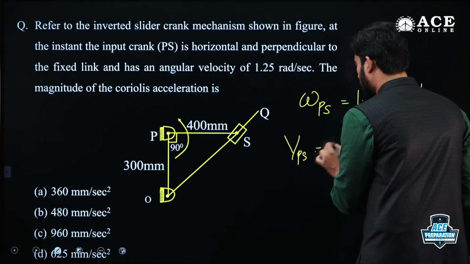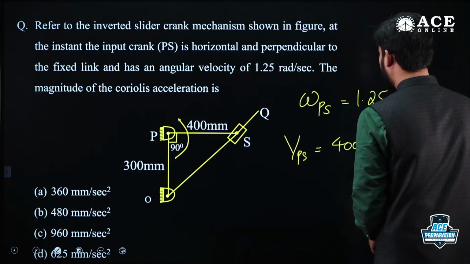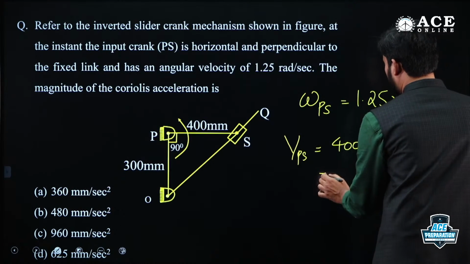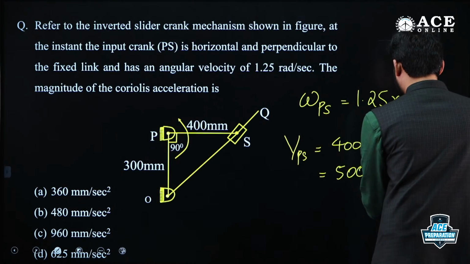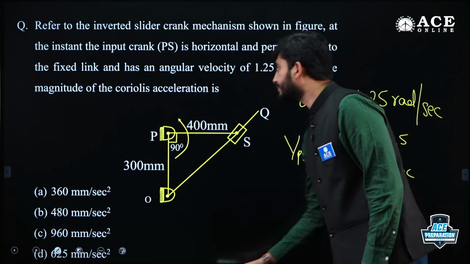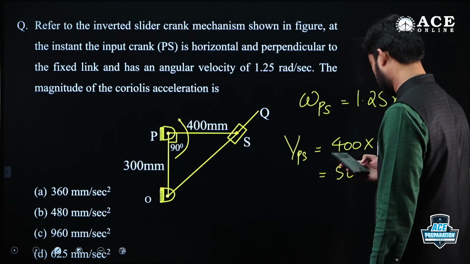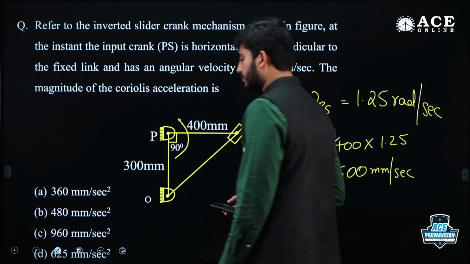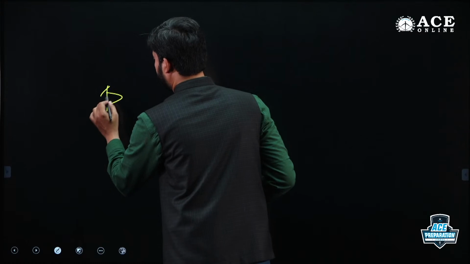Velocity of PS is equal to 400 into 1.25, which is equal to 500 mm per second, guys. 500 mm per second, velocity of the crank. Yes. Next, let me draw the configuration diagram once again here.